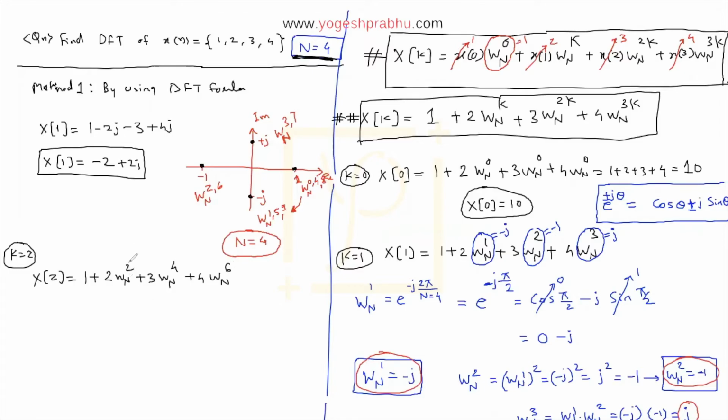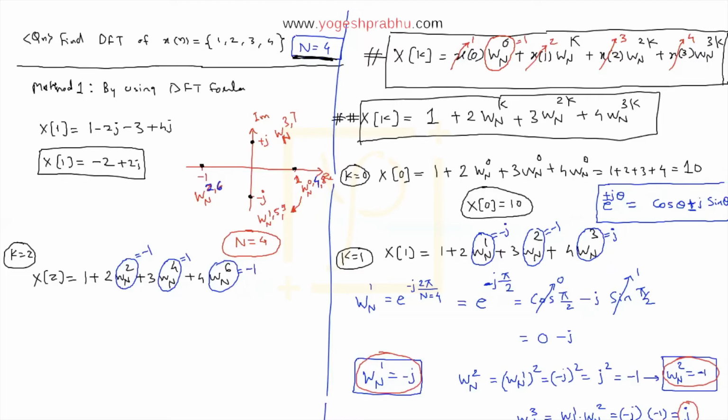Okay, and now this time I want you to get these numbers from the diagram over here. Tell me about wn raised to 2. You can see here, wn raised to 2 is minus 1. Wn raised to 4 is over here, that is 1. And wn raised to 6 is over here, so that value is minus 1.